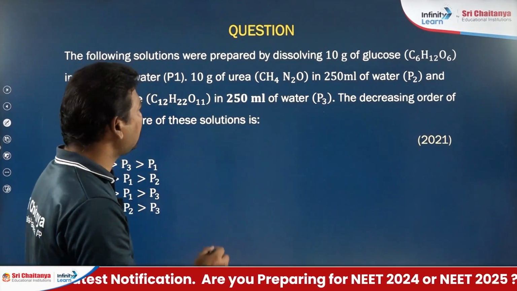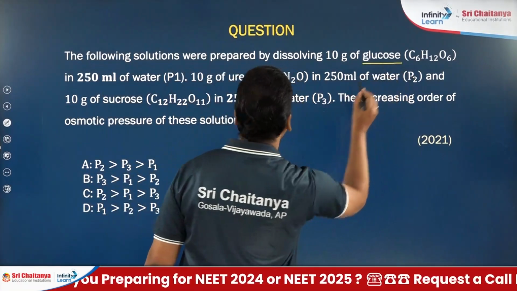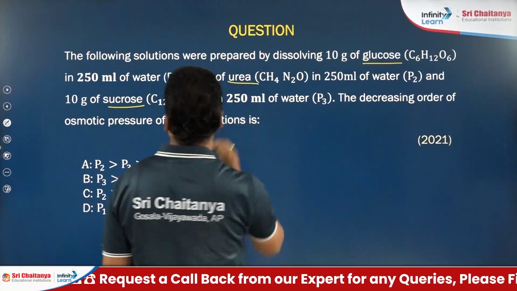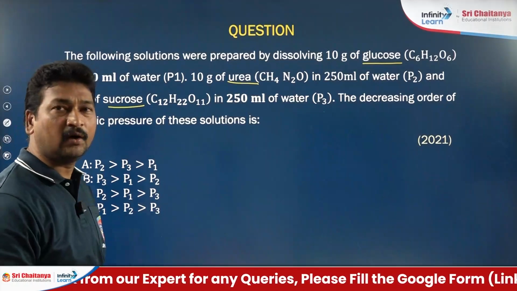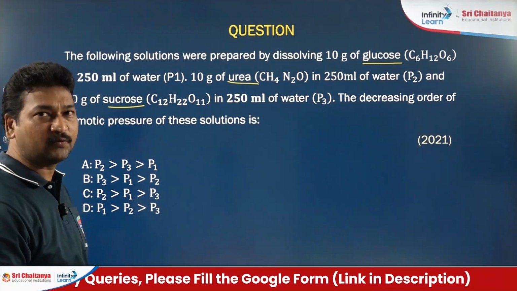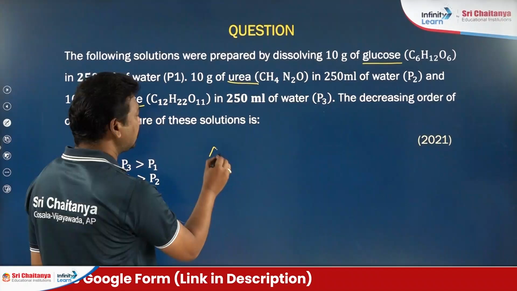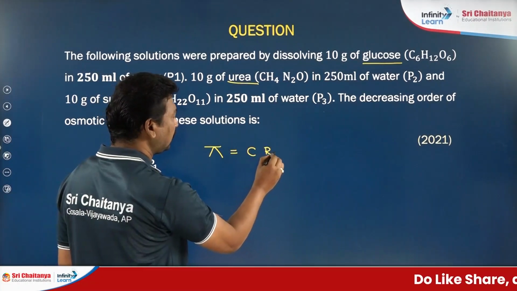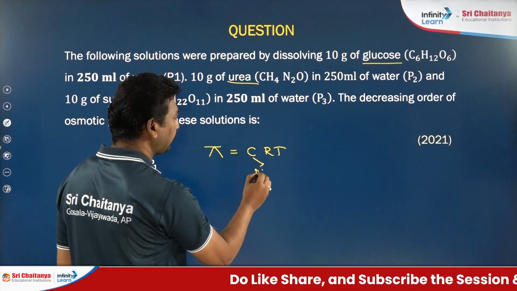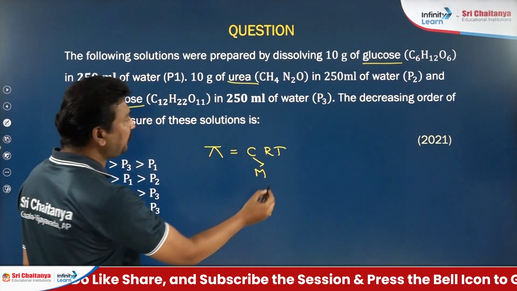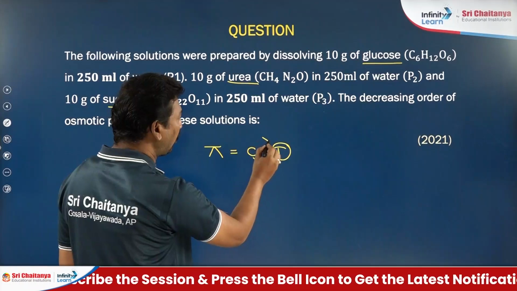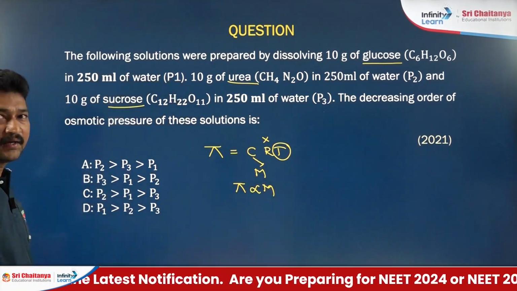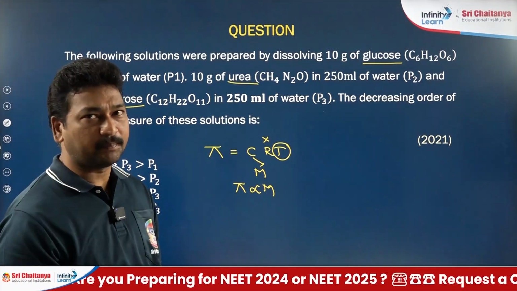Why? Because whatever the given solutes are, they are non-electrolytic, non-volatile solutes. Glucose, urea, sucrose, all these are non-electrolytic, non-volatile solutes. For them, i is equal to 1. So I need not represent it here: pi is equal to CRT, where C is the molarity. And at a given temperature, T is already constant. So, pi value is directly related to molarity here. Higher the concentration, higher will be the osmotic pressure here.